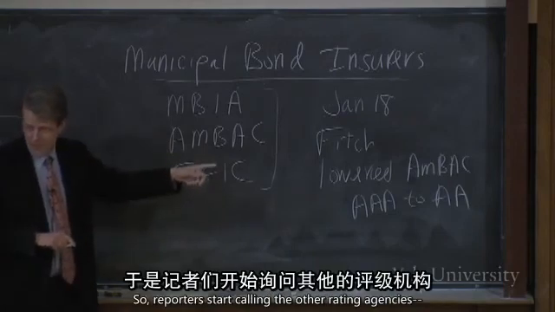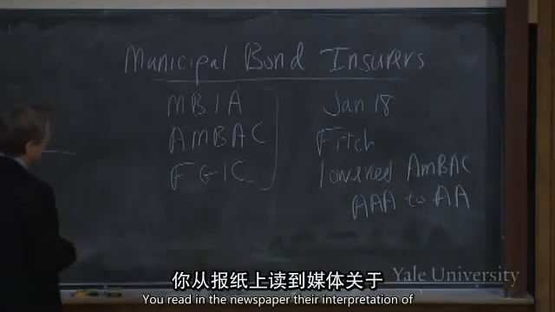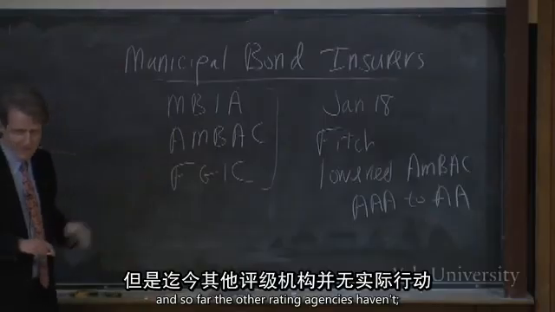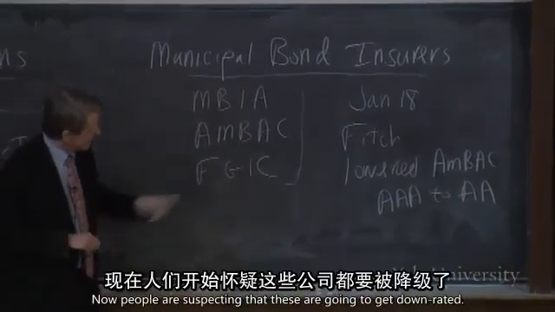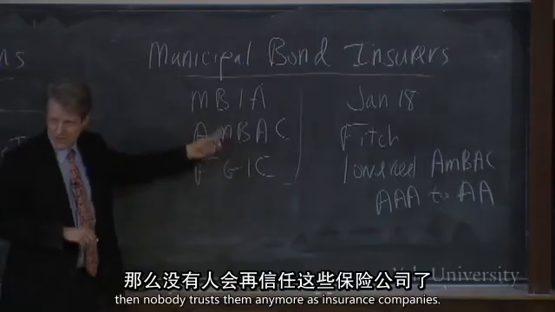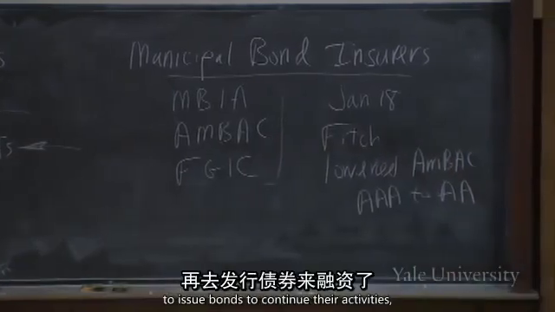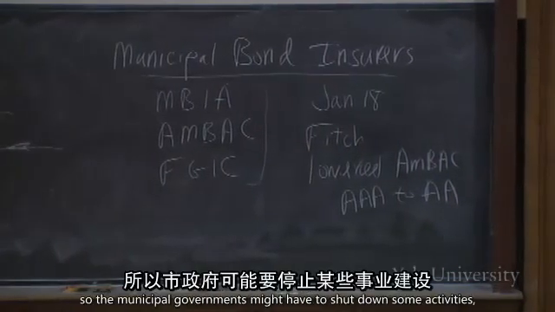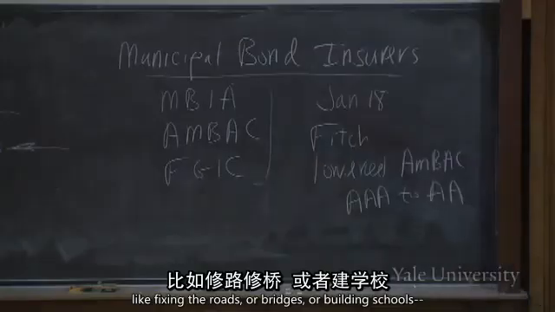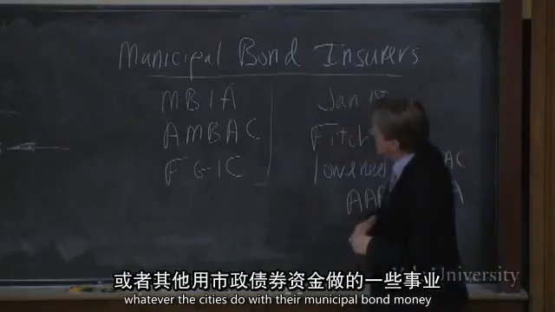But you start wondering. So the reporters start calling the other rating agencies, Standard & Poor's and Moody's and others, and say, are you going to downrate these guys? And you read in the newspaper their interpretation of what's going to be said. So far, the other rating agencies aren't saying anything. But now people are suspecting that these are all going to get downrated. Well, if they're downrated, then nobody trusts them anymore as insurance companies. And so that means that the municipal governments will find it hard to issue bonds to continue their activities. So the municipal governments might have to shut down some activities, like fixing the roads or bridges, building schools, whatever the cities do with the money they raise from municipal bonds.